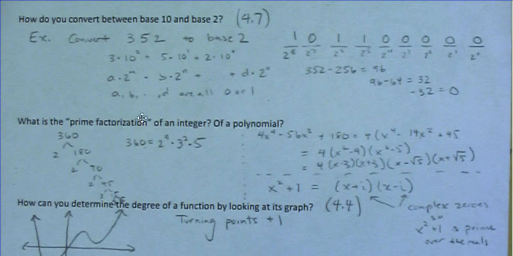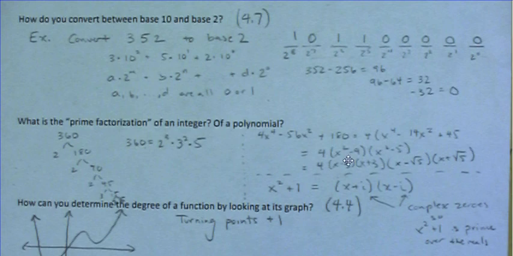So that's essentially what a prime integer is. That shouldn't be anything too tough, but a prime polynomial is a little bit more challenging. So a prime polynomial is essentially one that can be broken down into its factors. You can see I have this polynomial here that I have factored, and I've gotten it down to 4 times the quantity x squared minus 9 times the quantity x squared minus 5.